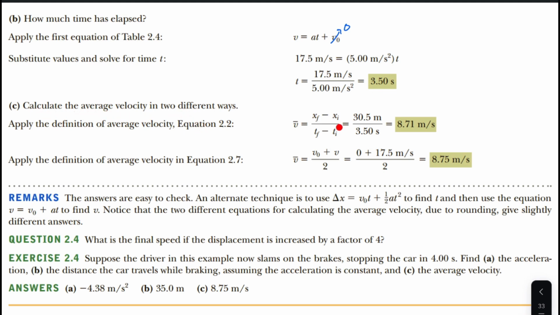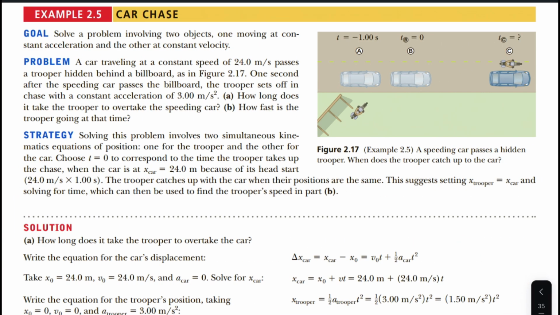Now for C, calculate the average velocity in two different ways. So we have this equation, the first version, and the second version of it. V average is delta X over delta T. We have 8.71 meter per second. And in terms of V average equals V initial plus V final over 2, you have 8.75 meter per second. So it's slightly different and yet not much. So do the exercise 2.4. Take it as your homework. We shall discuss this in our class.